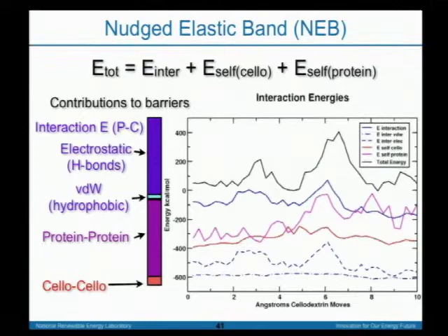If we examine this blue line here, which is the interaction of the cellodextrin with the protein, the dogma has always been that there are these tryptophans in the tunnel. And it's always sort of bothered me because I did not see where a large energetic interaction was going to be with the sugars and these tryptophans. And as we find out, the van der Waals interaction is just flat. There's just no barrier to movement. It's all in the electrostatics. It's all in hydrogen bonding.